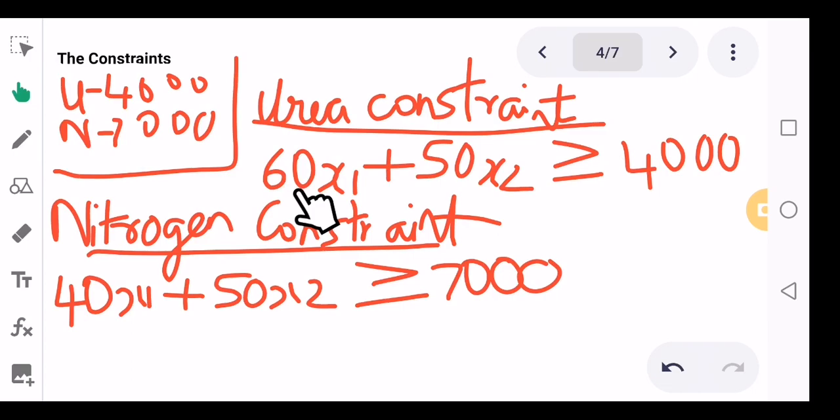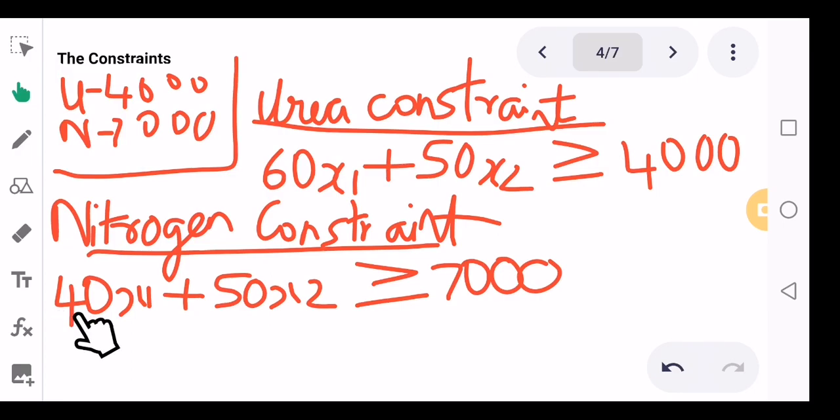And the next thing is how this equation has been formed. We know that in mixture M it is 60 kg urea, and in mixture N 50 kg urea is there. So 60 into number of bags of M plus 50 into number of bags of N will give you the total urea. So we are just finding out in total how much urea is there. Similarly for this, we are trying to figure out the total nitrogen.